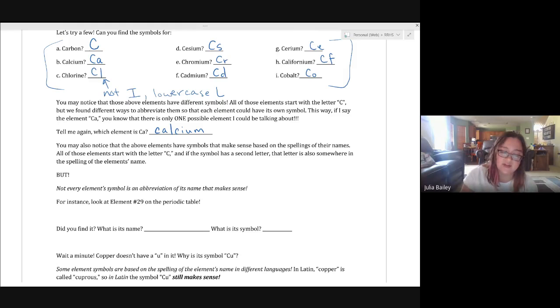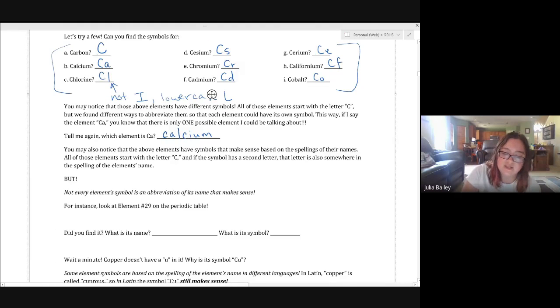You may have noticed that some of those elements have symbols that make sense based on the spellings of their names. All of those elements start with the letter C, and if the symbol has a second letter, that letter is also somewhere in the spelling of the element's name. Californium wasn't discovered until much, much later after calcium was discovered. So Ca was already taken by calcium.